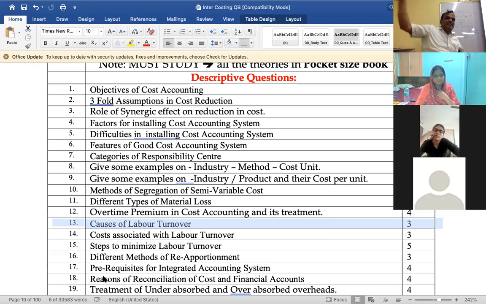So, these are the various reasons. All the reasons are broadly classified into 3 types: personal causes, avoidable causes, and unavoidable causes. Personal, avoidable, and unavoidable causes.